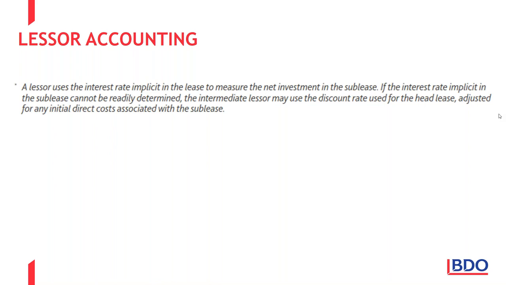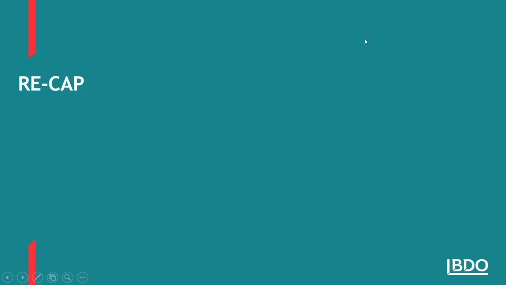If the interest rate implicit in the sublease cannot be determined, the intermediate lessor may use the discount rate used for the head lease. So we don't want these intermediate lessors to have one calc for the head lease and a completely different calc for the sublease. The idea is that you can use the same discount rate. So really important practical expedient.